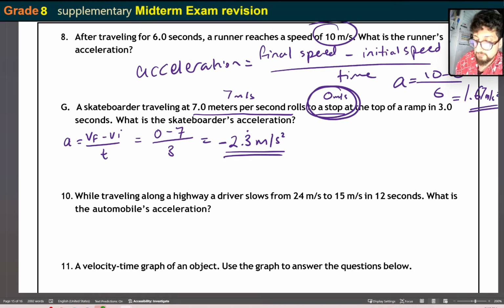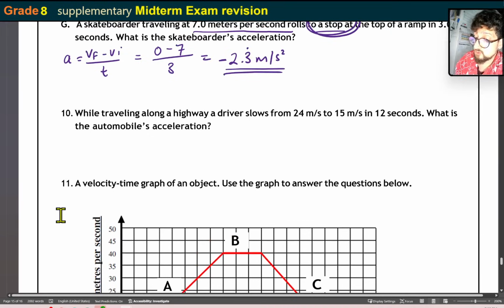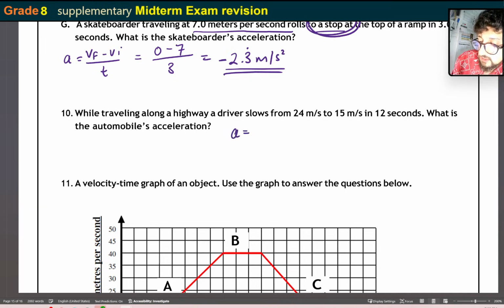So this makes sense. While traveling along a highway, a driver slows from 24 meters per second to 15 meters per second in 12 seconds. What is the automobile's acceleration? So once again, before we even start solving it, hopefully you recognize because they're slowing down, it's going to be negative acceleration. So acceleration equals final speed, which is 15, minus 24, so we already have the negative, divided by 12 seconds. So that's going to be minus 0.75 meters per second squared, because we are looking at acceleration.